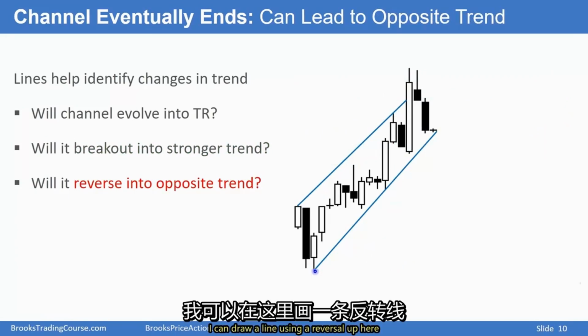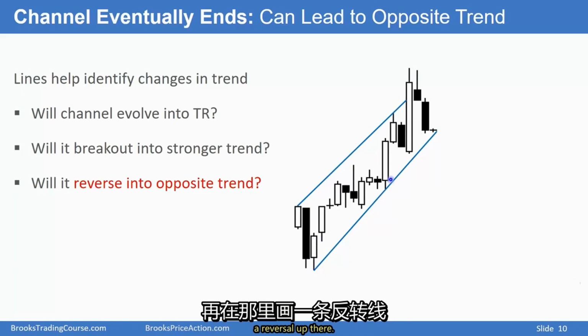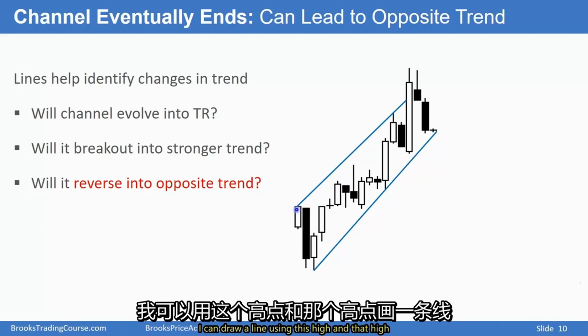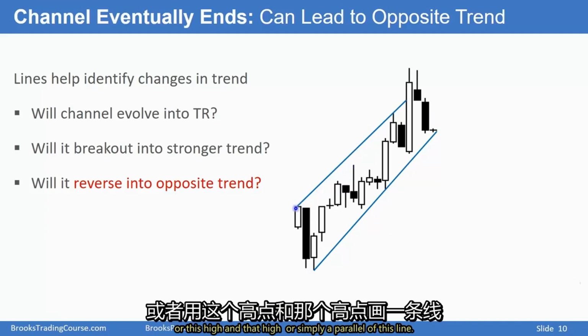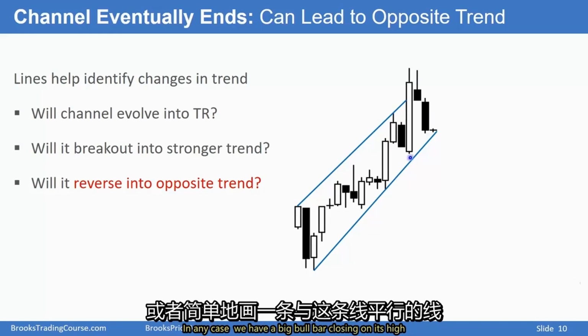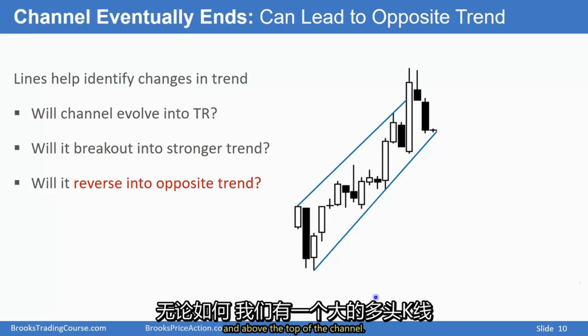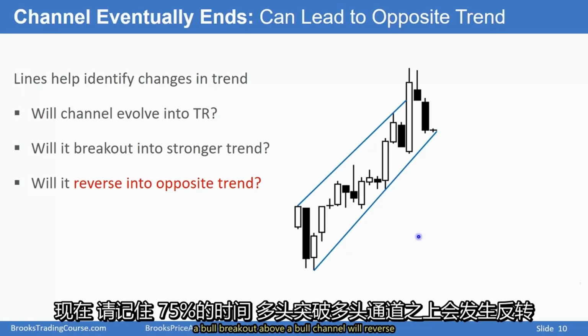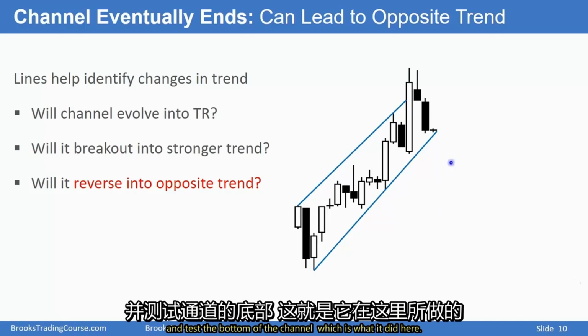I can draw a line using a reversal up here, a reversal up there. Here's the bottom of the channel. I can draw a line using this high and that high, or this high and that high, or simply a parallel of this line. In any case, we have a big bull bar closing on its high and above the top of the channel. Now, remember, 75% of the time, a bull breakout of a bull channel will reverse and test the bottom of the channel, which is what it did here.